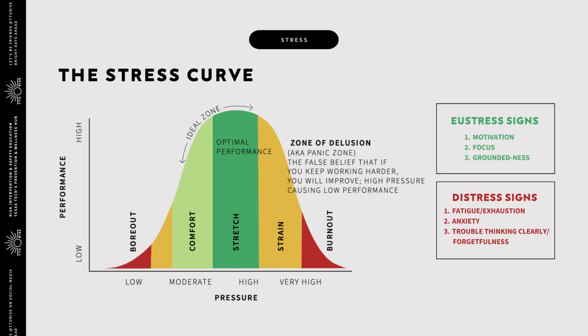The last thing on the stress curve I want you to know is that there are good signs of stress and bad signs of stress. So good stress is eustress, and this might look and feel like motivation, focus, and feeling grounded. And then those distress or bad stress signs might look like fatigue or exhaustion, anxiety, or trouble thinking clearly and forgetfulness. So it's really important to make sure what type of stress you have on you, whether good stress or bad stress, and where you are at on this stress curve. So please take a second and figure out exactly where you're at on this stress curve, whether you're in boredom, comfort, stretch, strain, or burnout.